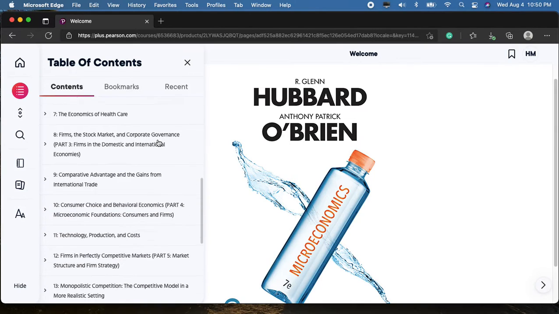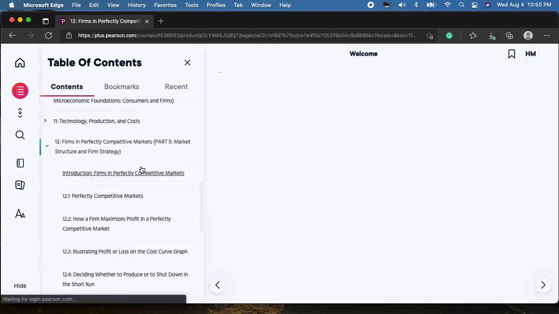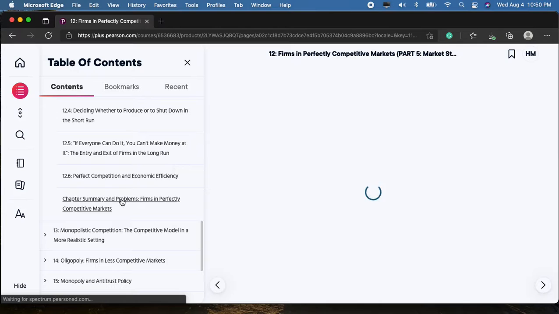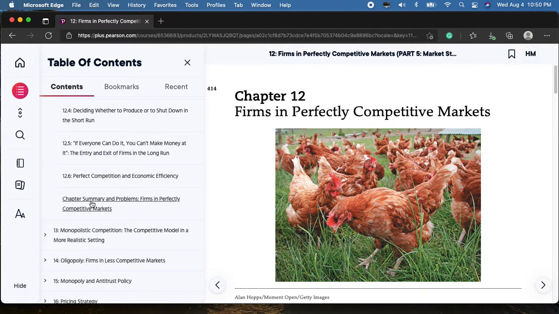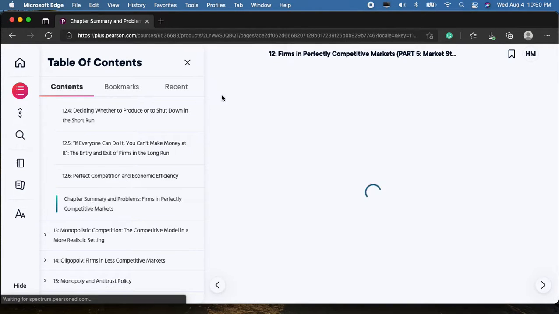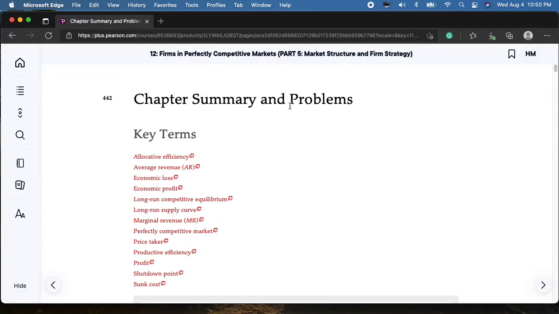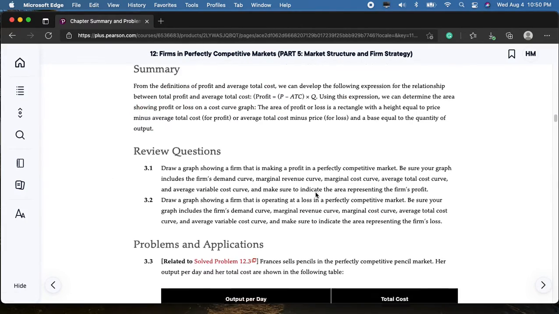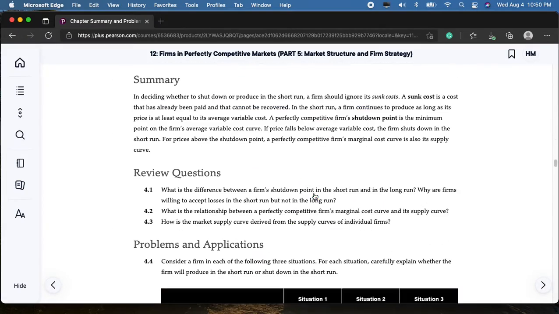So let me find chapter 12. And let's go to chapter summary and problems. And we are looking for problem 5.4 in page 447.